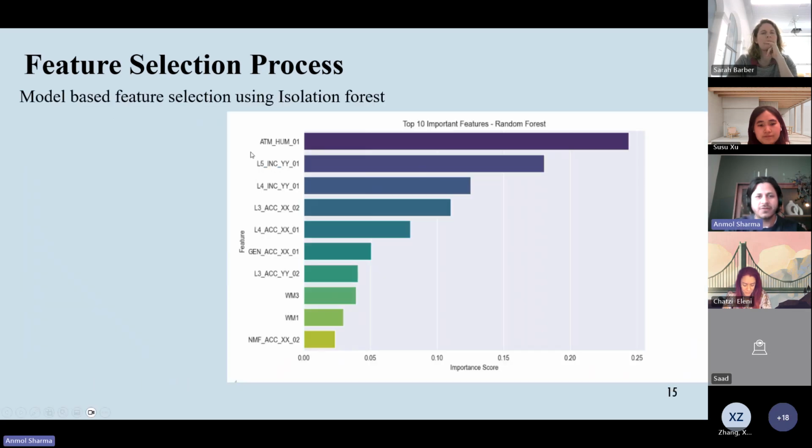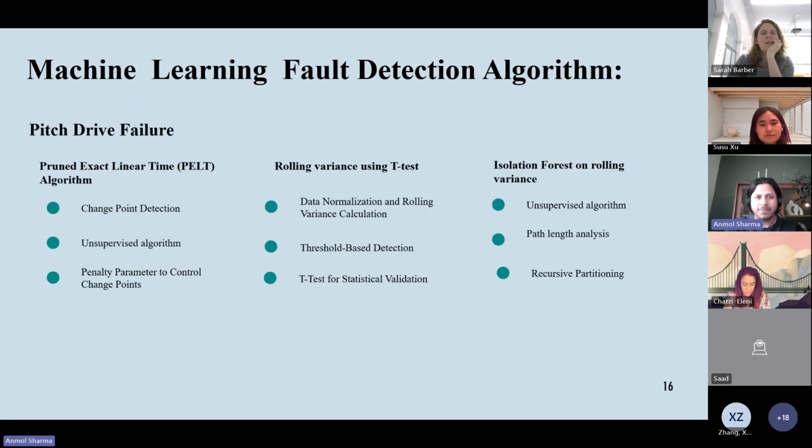The last one was model-based feature selection with isolation forest, in which I figured out that the humidity sensor is highly correlated with the icing and non-icing period, which we also saw in the analysis. The machine learning methods I used for the pitch drive failure, for the fault, sorry.